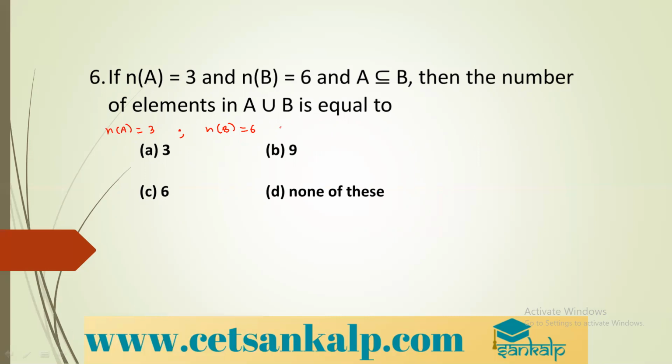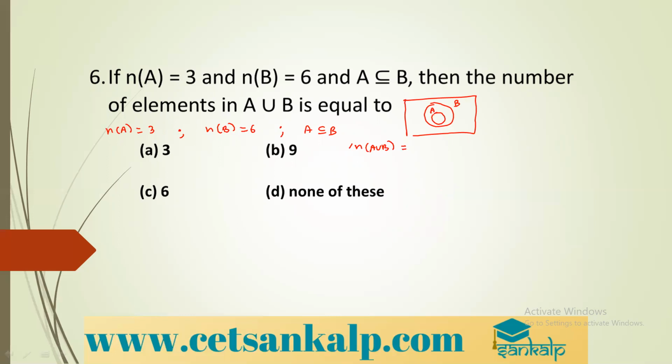Then it is very important that A is a subset of B. That means if you draw a Venn diagram, it is easy to understand. Universal set. This is the set B. A is completely a subset of B, inside B. Then you have to find the number of elements in A union B.